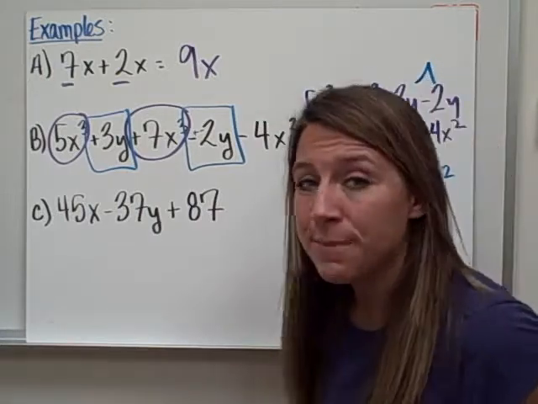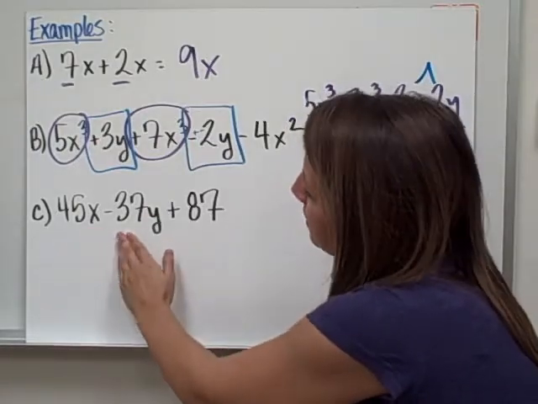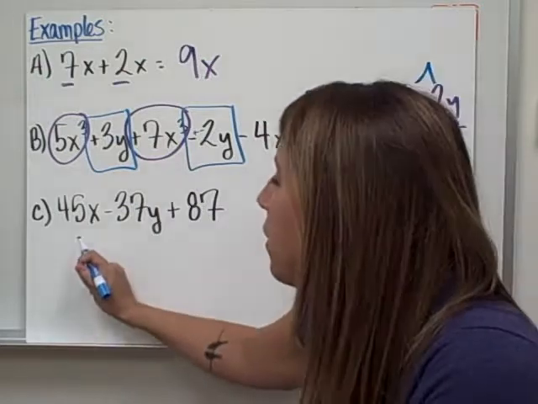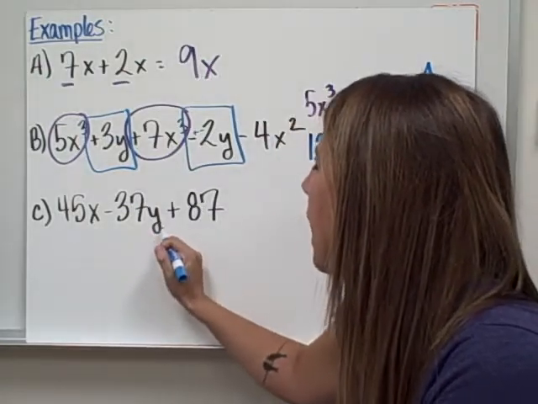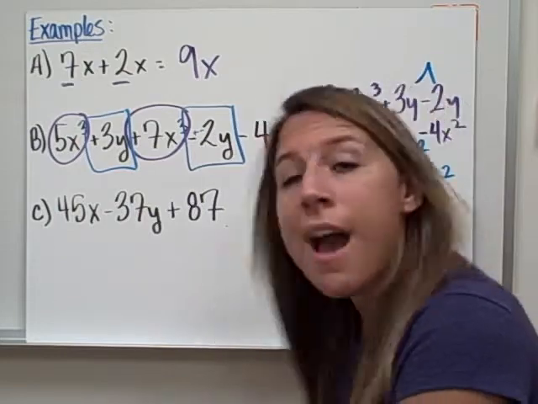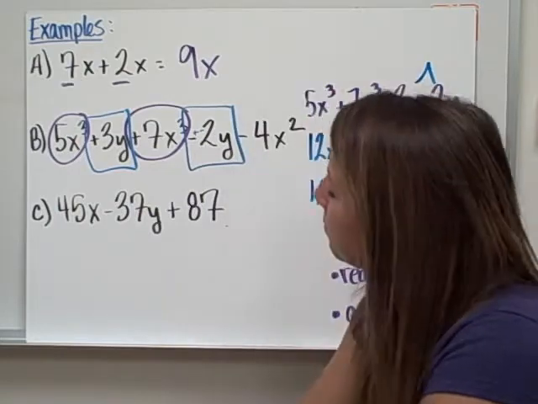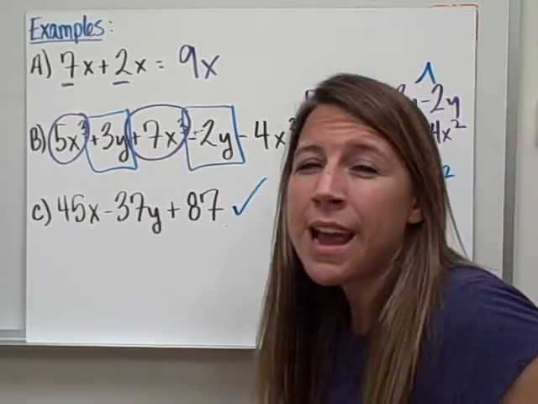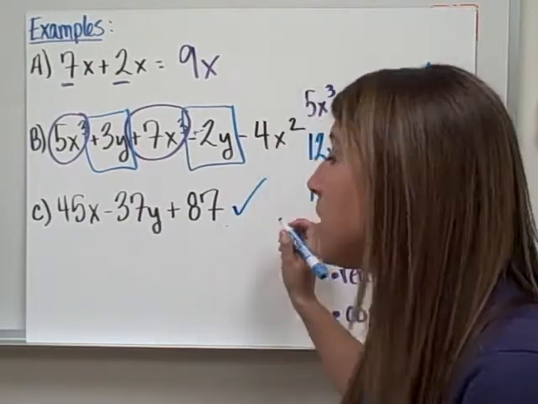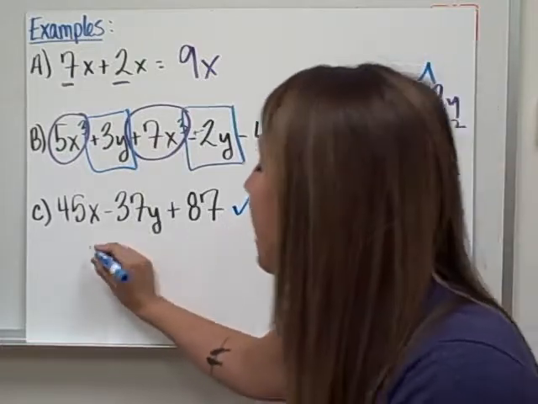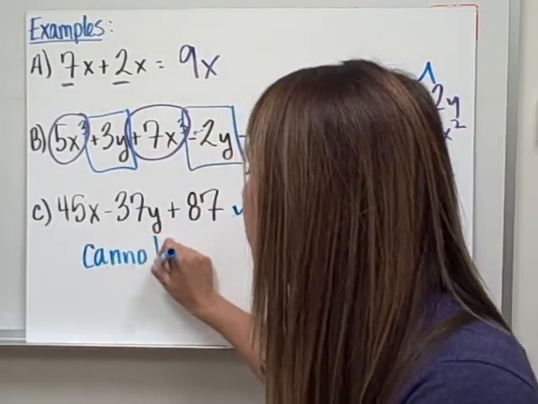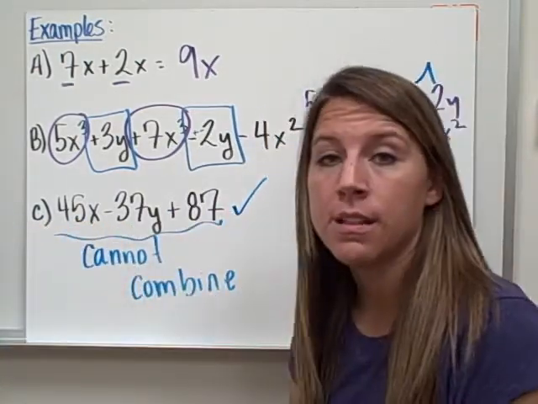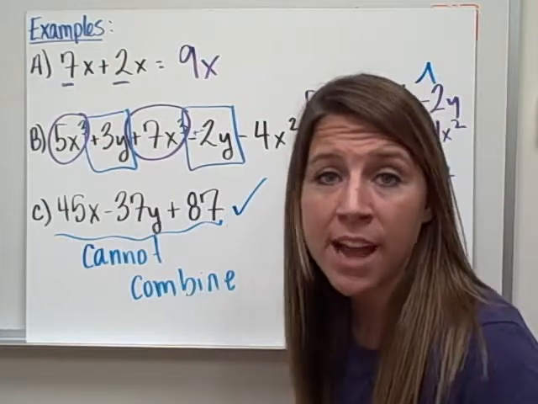And example C, I have 45x minus 37y plus 87. So I'm going to go ahead and find my like terms. 45x, x's, y's. Do I have any like terms here? I do not. So this is my answer. If you were being tested on this, you could just say, cannot combine, or you could just recopy this as your answer. Either way, I know what you mean.